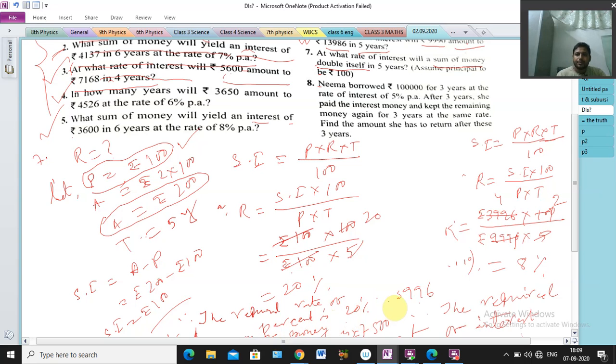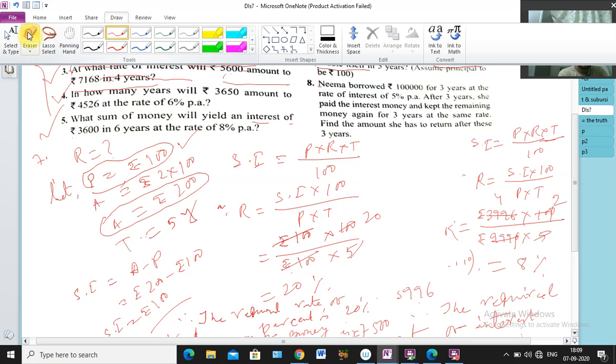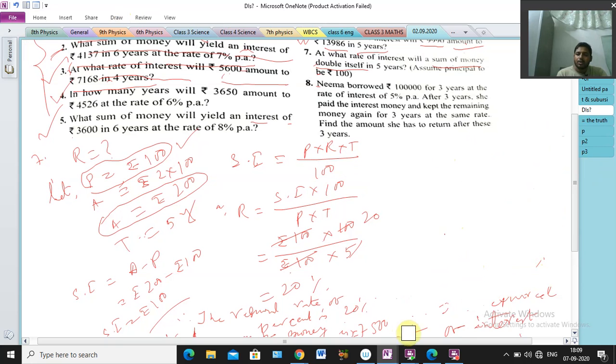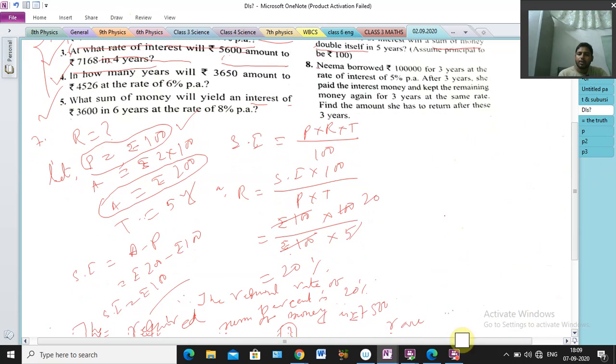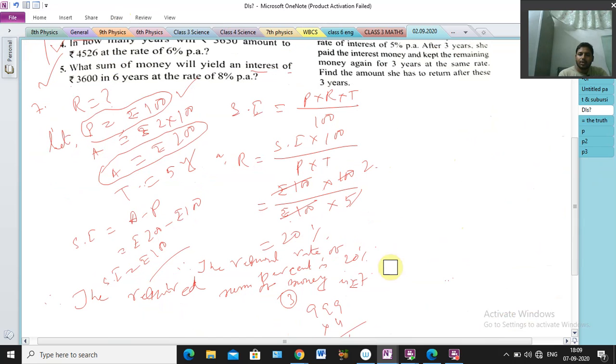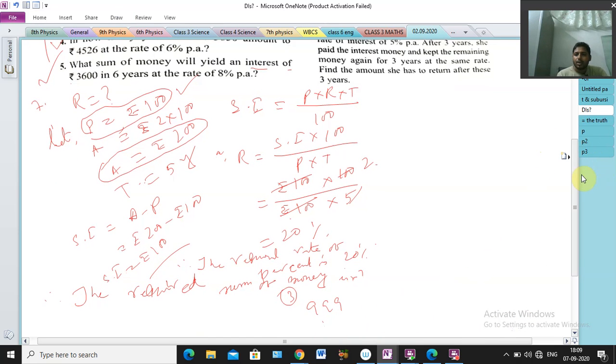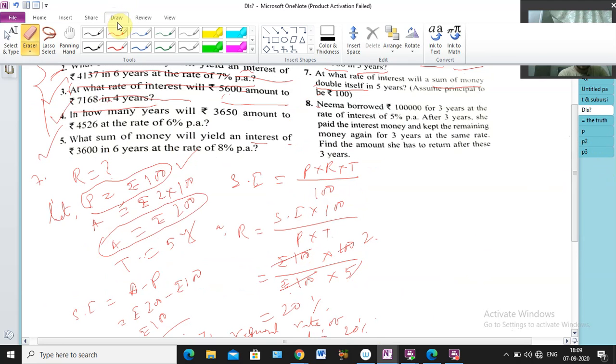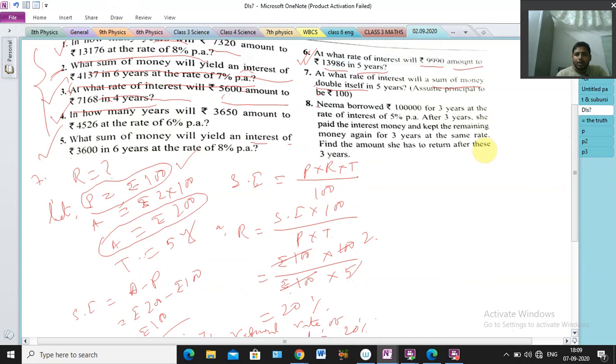I have clear. Okay, so next question, see, question number 8. At first everyone read the question and try to understand the meaning of the question and what is the given data, just find out. Okay, so with the help of the data we can solve it. Okay, clear or not? Okay, so now see, the question is telling Nima borrowed 1 lakh rupees for 3 years at the rate of interest 5% per annum.